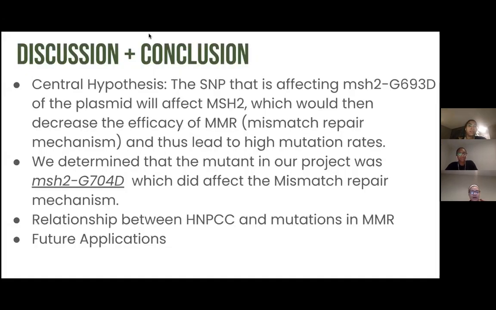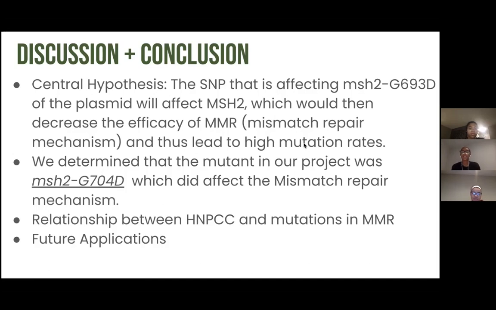So overall, our hypothesis for this project was that the SNP in the MSH2 gene that is affecting the plasmid will affect MSH2, which would then decrease the efficacy of MMR and thus lead to high mutation rates. Through our experiment, it was able to be determined, in tandem with reference to the Gammie paper, that the mutant studied was MSH2 G693D. The human equivalent was determined to be G674S. Since the mutation was found to affect ATPase activity of MSH2, that means that it completely abolishes MMR functionality, meaning that the MMR mechanism is lost, which is fully supported by the experimental data as explained by Maya.